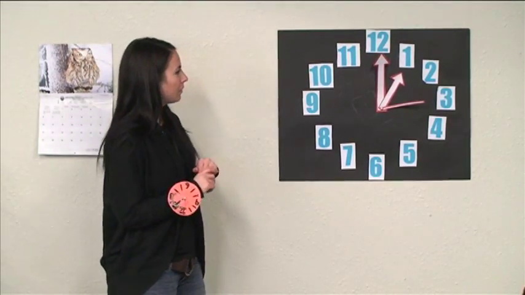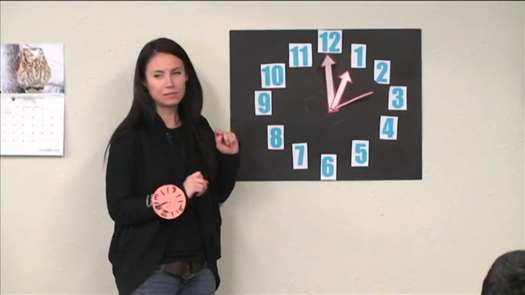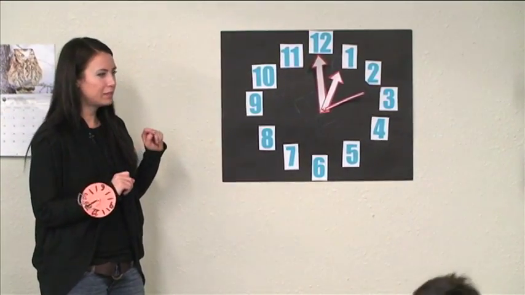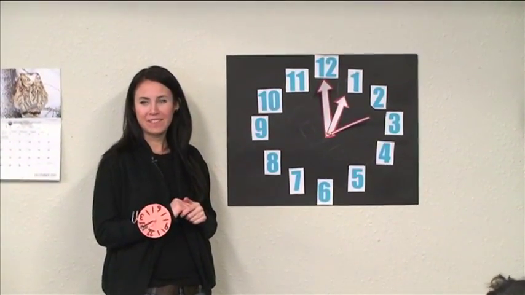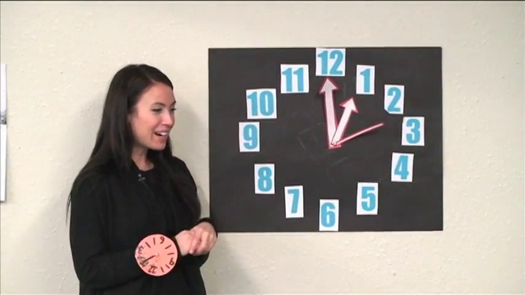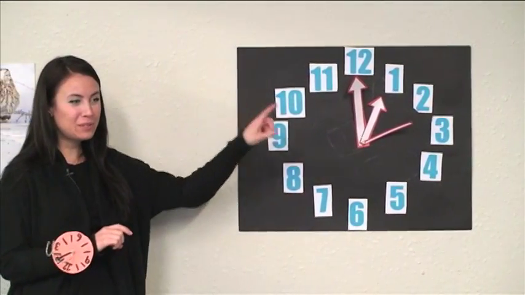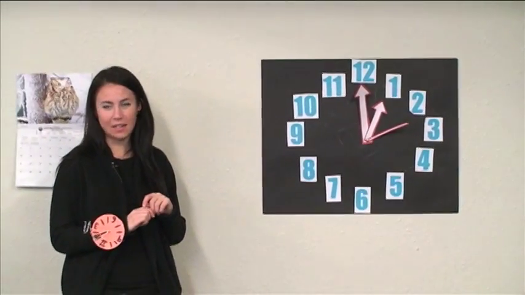Okay. Well, let's look at this clock here. How many numbers are on here? 12. So does that mean there's 12 hours in a day? No, 24 hours. 24 hours in a day. So there's two of these. So the clock goes around twice to get 24 hours in a day.